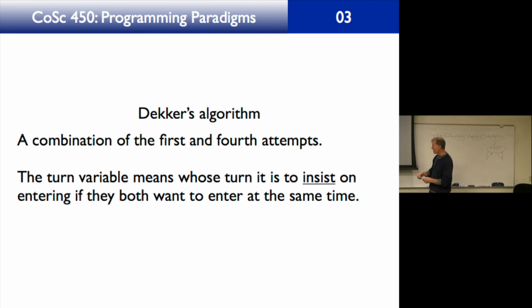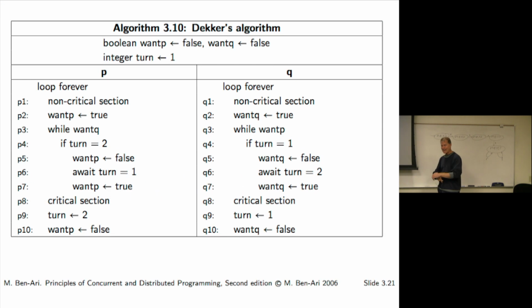So Dekker's algorithm is a combination of the first and fourth attempts. The turn variable means whose turn it is to insist on entering if they both want to enter at the same time. And here it is. Check this out. Algorithm 3.10, Dekker's algorithm. We still have want P. So now not only do we have want P and want Q, we also have turn. Want P is initialized to false, want Q is initialized to false, and turn is initialized to 1. That's just arbitrary. Turn could just as easily be initialized to 2. Right?